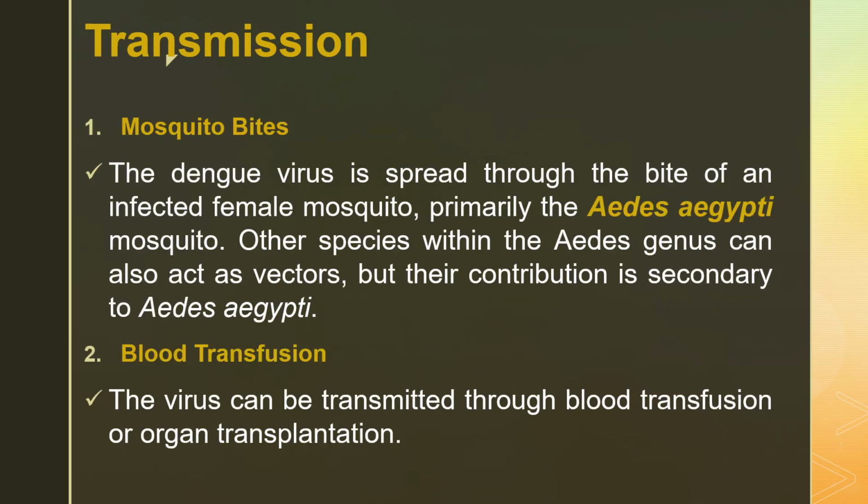Transmission of dengue virus. A mosquito bite: the dengue virus is spread through the bite of an infected mosquito, primarily the Aedes aegypti mosquito. Other species within the Aedes genus can also act as vectors, but their contribution is secondary to Aedes aegypti. Blood transmission: the virus can be transmitted through blood transfusion or organ transplantation.